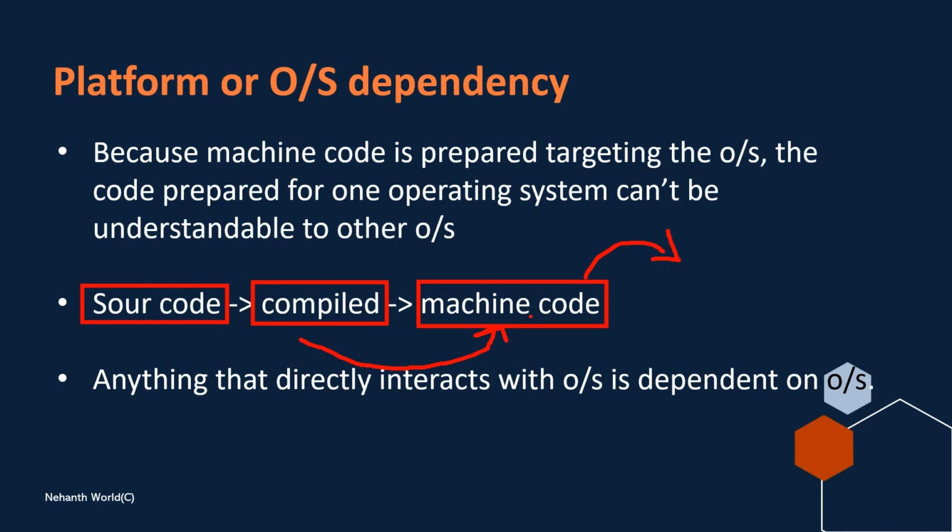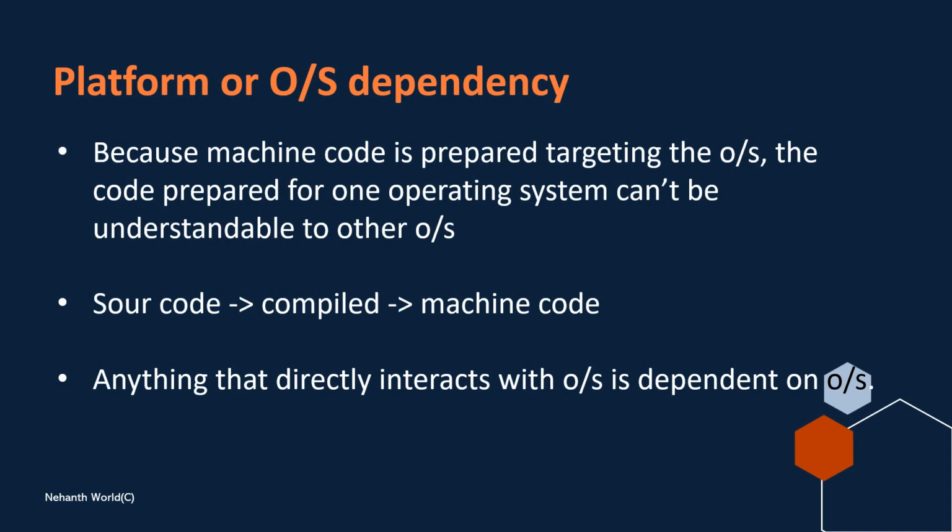So when you want to run that Windows understandable code inside the Mac OS or Linux OS, it will not work. Again, you need to take the source code to that particular Mac OS, then there you need to compile it. Then only it will generate that Mac OS understandable code. So that is platform or operating system dependency. Anything that directly interacts with the operating system is dependent on OS. That's an operating system dependent programming language, we can say.